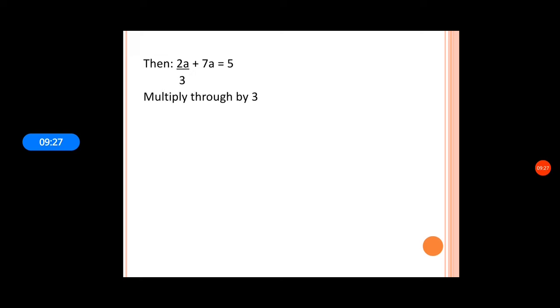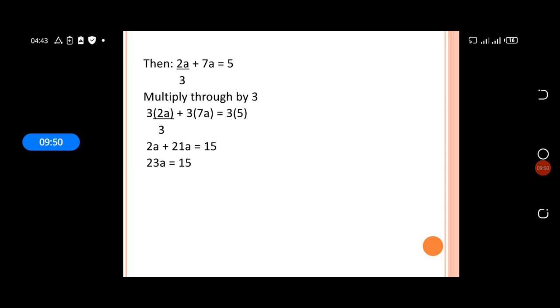Remember, we are having a fraction. So the LCM is 3, so we multiply through by 3. When we multiply through by 3, we have 3 times 2A over 3 plus 3 times 7A equals 3 times 5. This 3 cancels this 3. So we have 2A plus 21A equals 15.